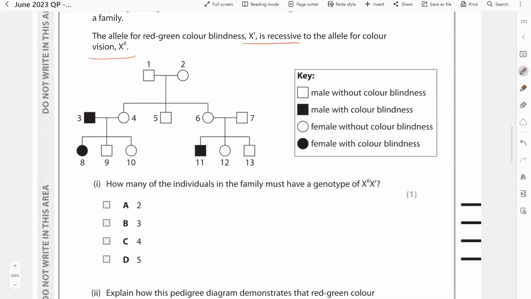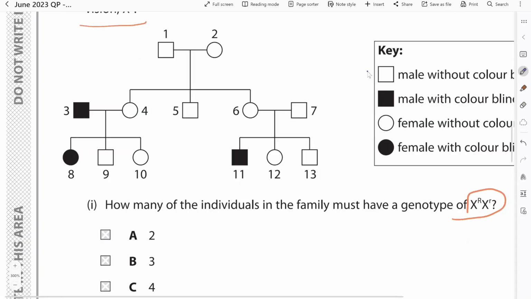All right, part 1. How many individuals in the family must have a genotype of this? So that's heterozygous. I've just zoomed in a little bit. An individual that is heterozygous has to be female, and they do not have color blindness. I'm going to shorten this to color blindness. A great way to work this out is to do it backwards. So you start with the recent generation. Here, let's say individual 8 is female. If it's a circle, it means female. And this person has color blindness.